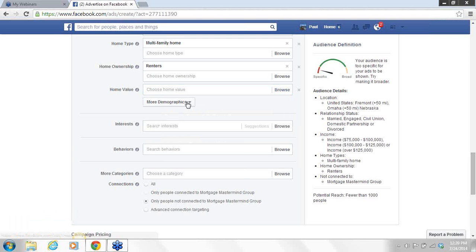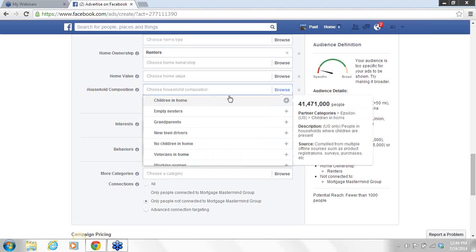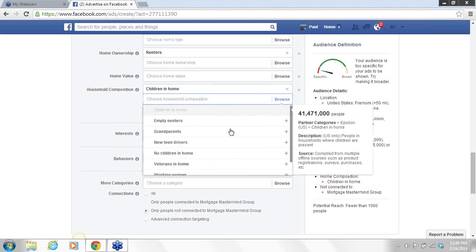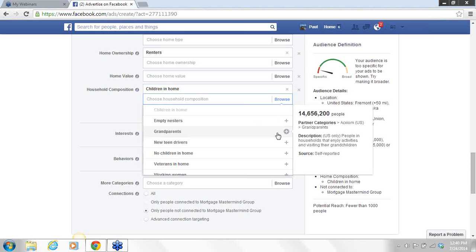Here's another biggie. This one is my fave. Under home, household composition. Guys, you're going to love this. Check out what household composition does. Children in the home. They're going to be pretty good for following up with. If I'm doing a reverse mortgage type of advertisement, empty nesters and grandparents. The empty nesters maybe aren't getting to that 62, 63, but the grandparents are more likely to be in that age criteria. No children in the home.